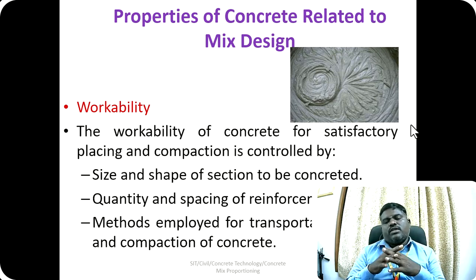So during a beam-column junction, the reinforcement spacing will be congested. So to achieve a decent mix of concrete in those places, we have to increase the workability by adding some extra chemicals. And the third thing is the method of transportation, placing and compaction of concrete.